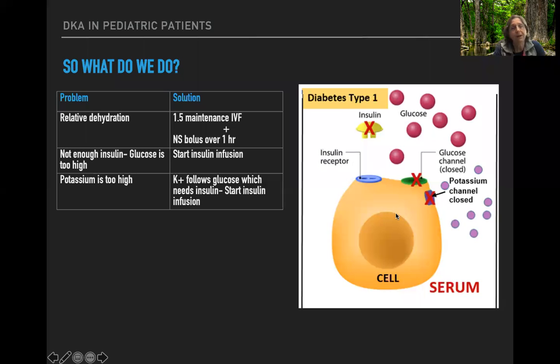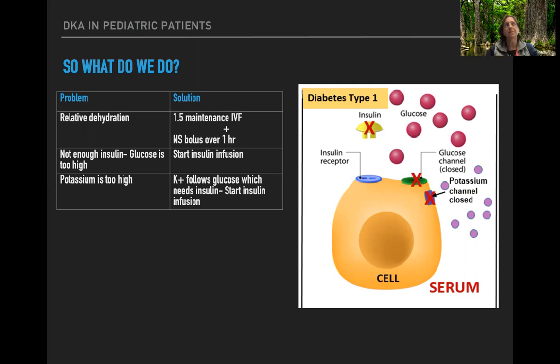So what do we do? The patient has a relative dehydration, so we want to replace that with IV fluid by putting them on 1.5 times maintenance fluids, and then also give a normal saline bolus over an hour. Now, we want to give that over a longer period of time than we would for a hypovolemic patient, because we're not only replacing fluids, but we're balancing all of our electrolytes.